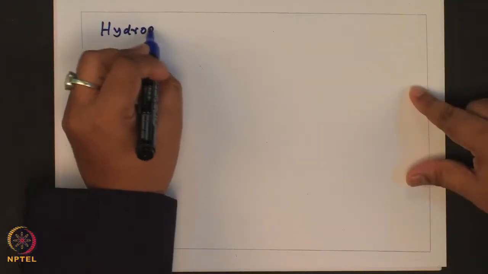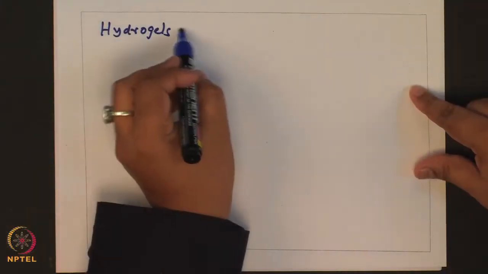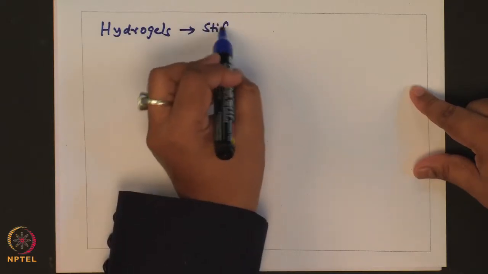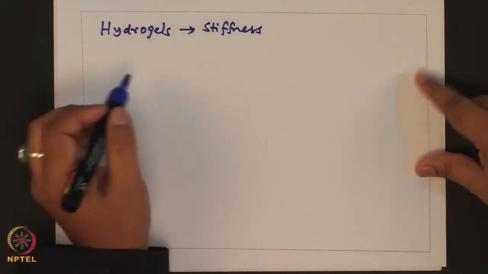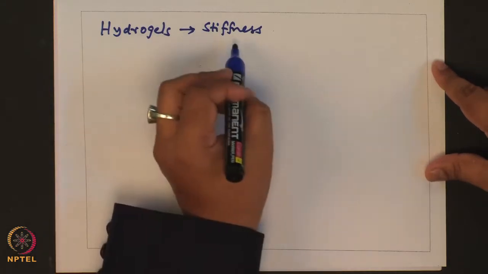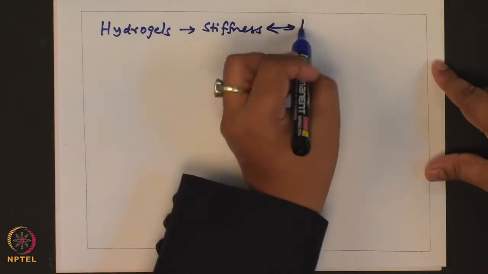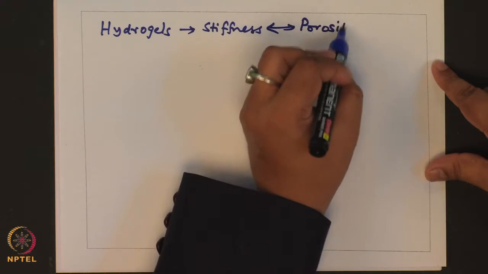So, in the last class I started discussing how to go about fabricating hydrogels. You can have hydrogels where you can tune the stiffness of the hydrogels, and stiffness is closely tied to the porosity of the gels in 3D.